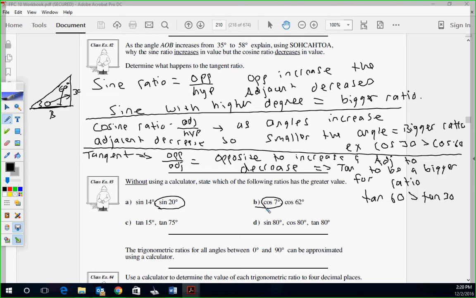Right, the bigger, right? Tan's bigger. Now here's a tricky one. Sine 80, cosine 80, or tan 80? Yeah, cos 80 is definitely out. Good job, Jake. Okay, let's look. I think you guys are on the right track. Let's look here. I'm going to draw this the best I can. So let's do a 90 degree, and then we want 80. Let's make it a little more realistic.